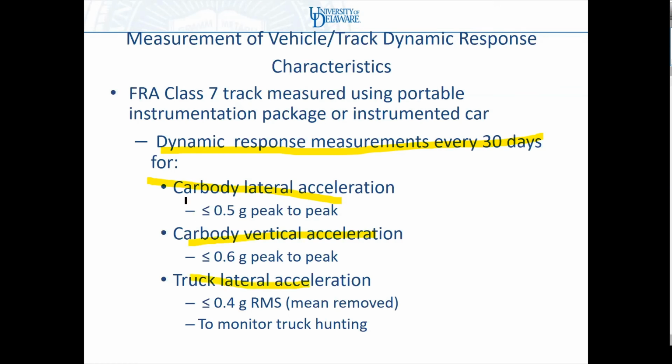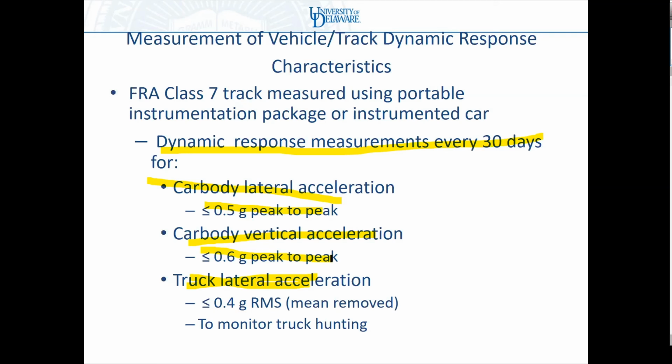Car body lateral acceleration is measured on the floor of the car body, but truck accelerations are measured down in the bogie, below the secondary suspension but above the primary suspension of the vehicle. So typically, standards include car body lateral accelerations required to be less than a half G peak to peak. Car body vertical accelerations have to be less than 0.6 G peak to peak, where G is the acceleration of gravity, 9.8 meters per second squared.